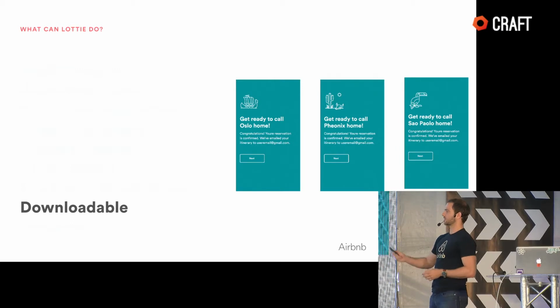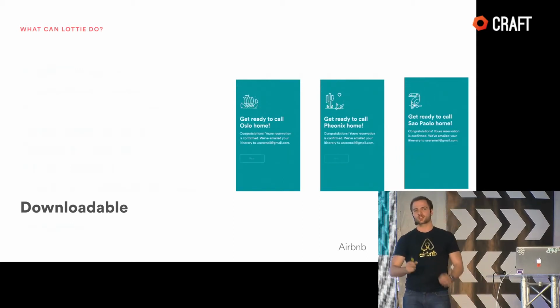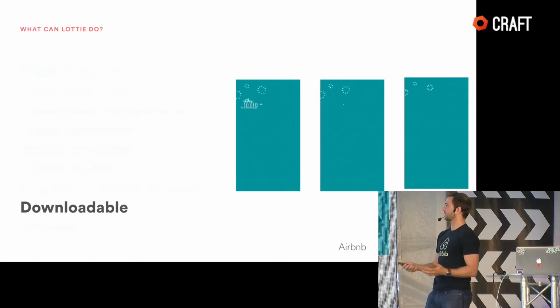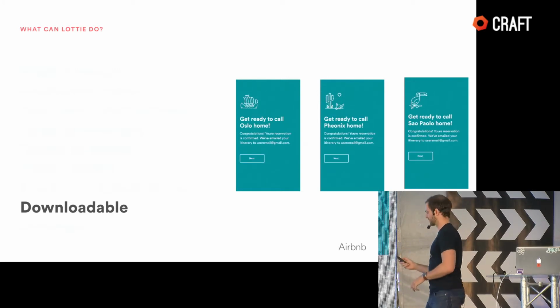So here's an example of something that we're working on where when you book an Airbnb, we'll ship you an animation that's specific to the city that you just booked. This is completely unfeasible in any other environment without Lottie because either the file size is too big or you would have to ship them all with your app.